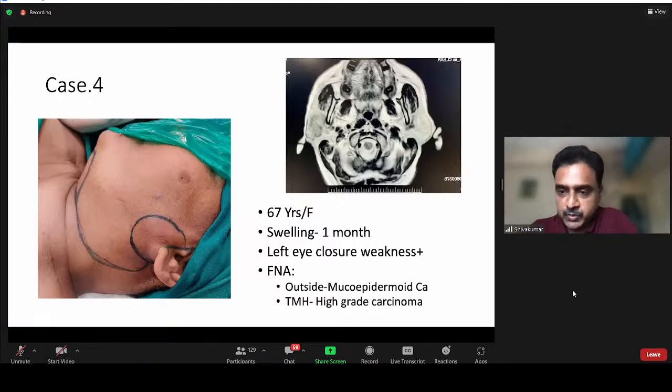Sorry, just a minute. Yeah. So this is case number 4. This is a 64-year-old lady who presented with a swelling of 1 month duration. She had some amount of weakness, that is, I would put it as lagophthalmos of the left eye, and FNA outside was suggestive of mucoepidermoid carcinoma, and at our institute, the review suggested a high-grade carcinoma. And this is the MRI, which shows the involvement of the superficial lobe and just close to the retromandibular vein. The patient had this preoperative lagophthalmos, suggesting that with high-grade malignancy, the risk of the facial nerve being sacrificed or handled more.